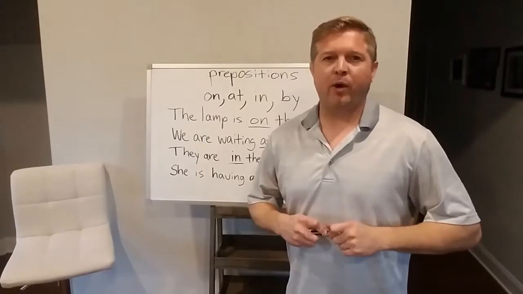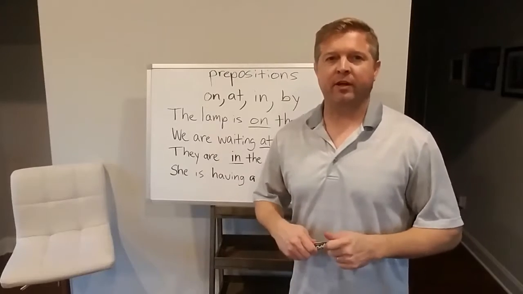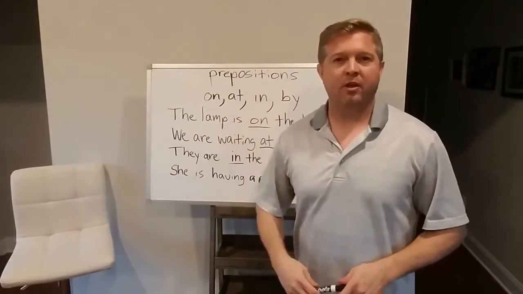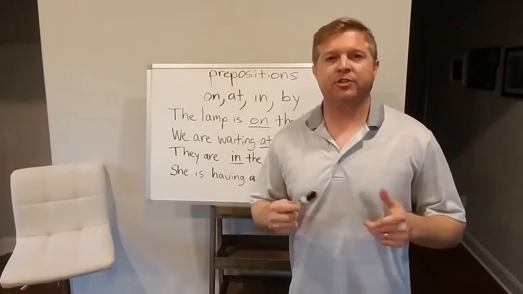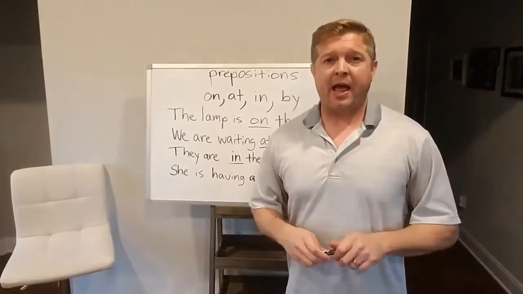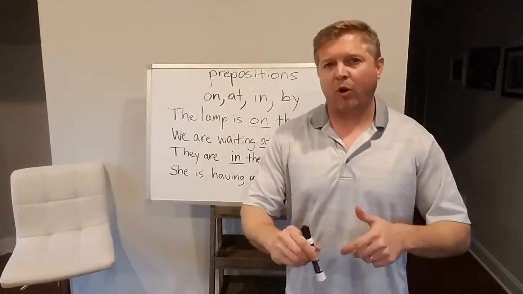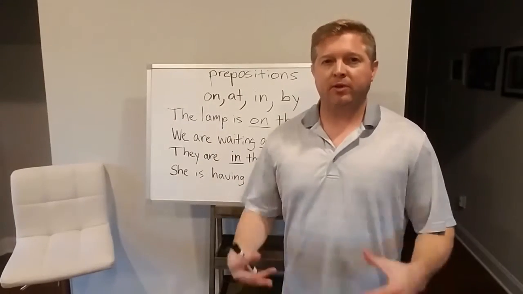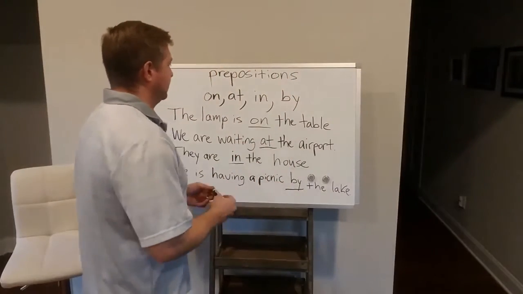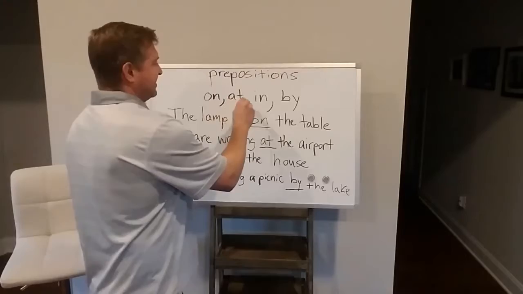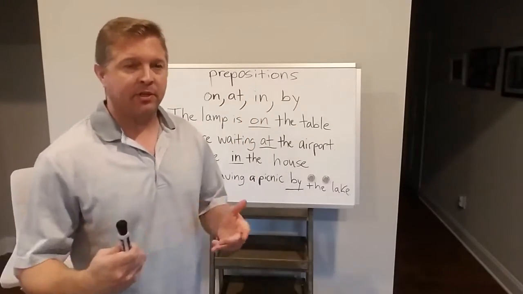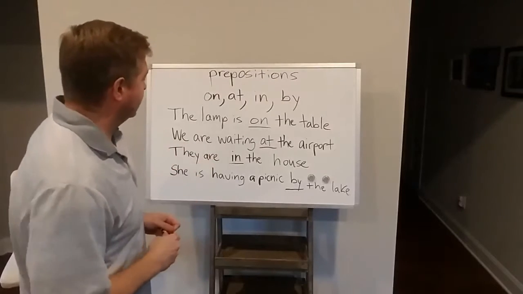Today I'm going to be doing a quick English grammar lesson involving prepositions. What is a preposition? A preposition is something that connects two objects, and it involves a place or a location between those two objects. So, if you want to talk about prepositions: on, at, in, by. Those are some common prepositions. How do you use those?